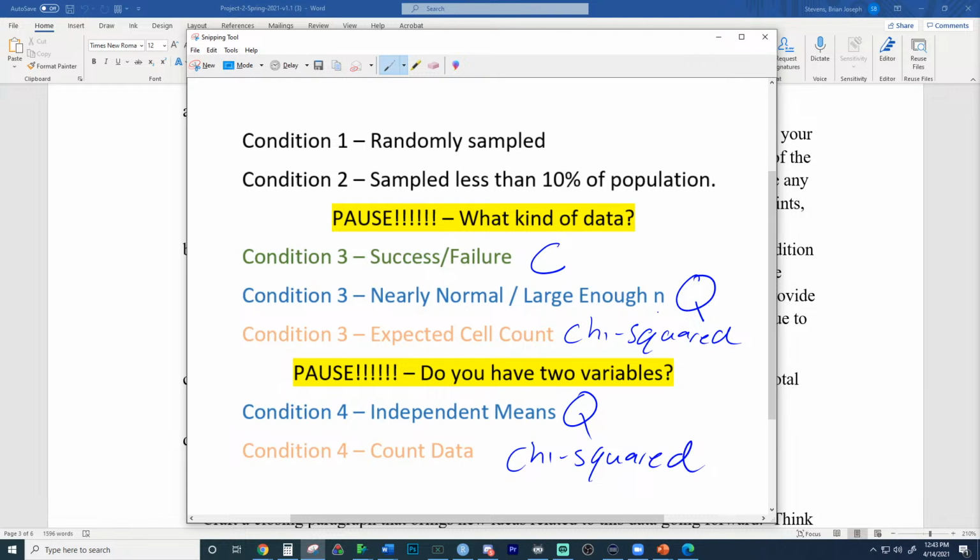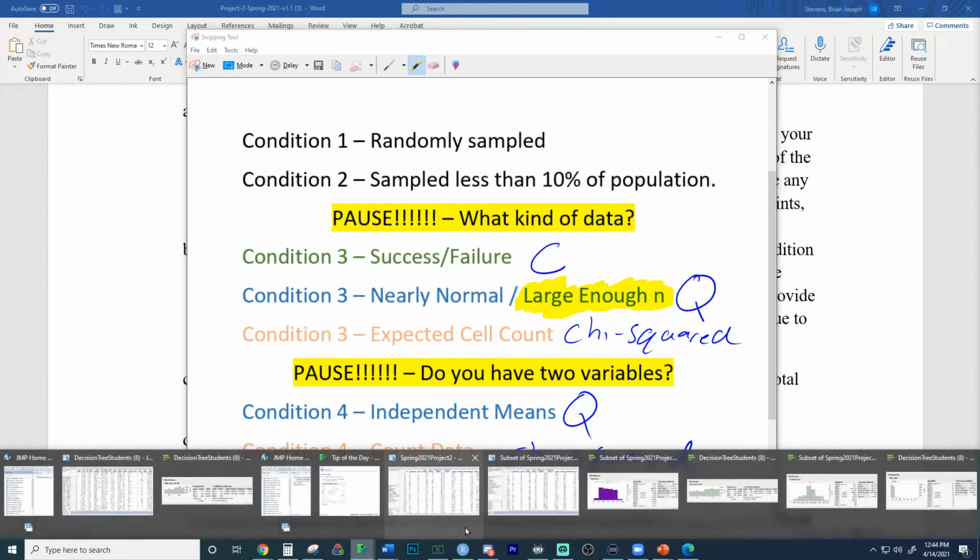Nearly normal, and we can check. So nearly normal is the condition, and we can check nearly normal with large enough n. So I always kind of combine them. I always say nearly normal, large enough n, because we can do the condition nearly normal, and we can check it by way of large enough n, because this is quantitative.